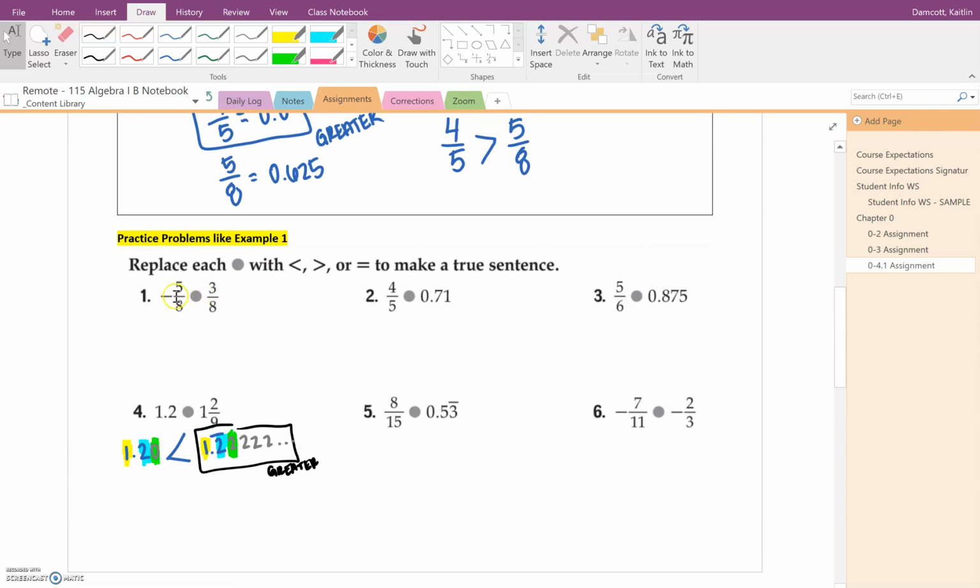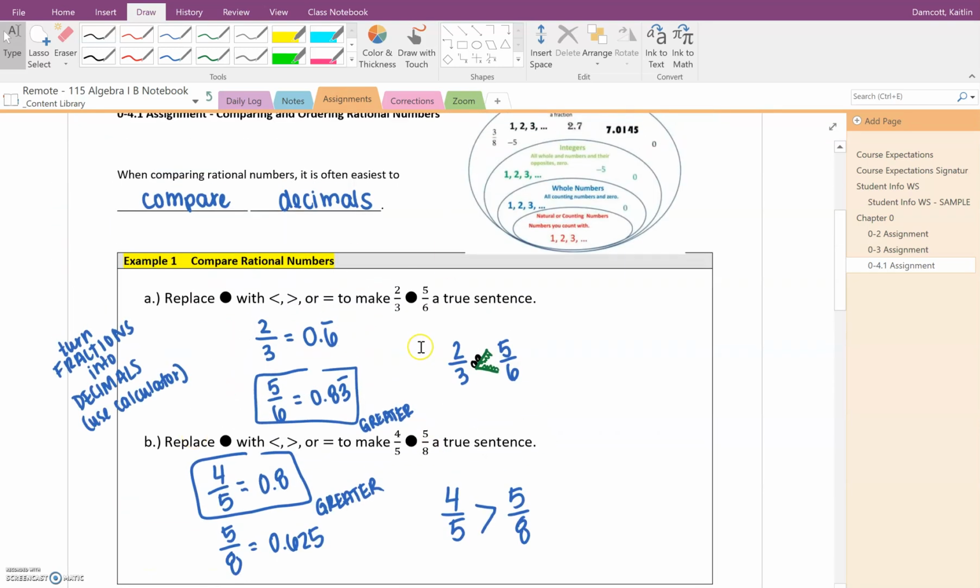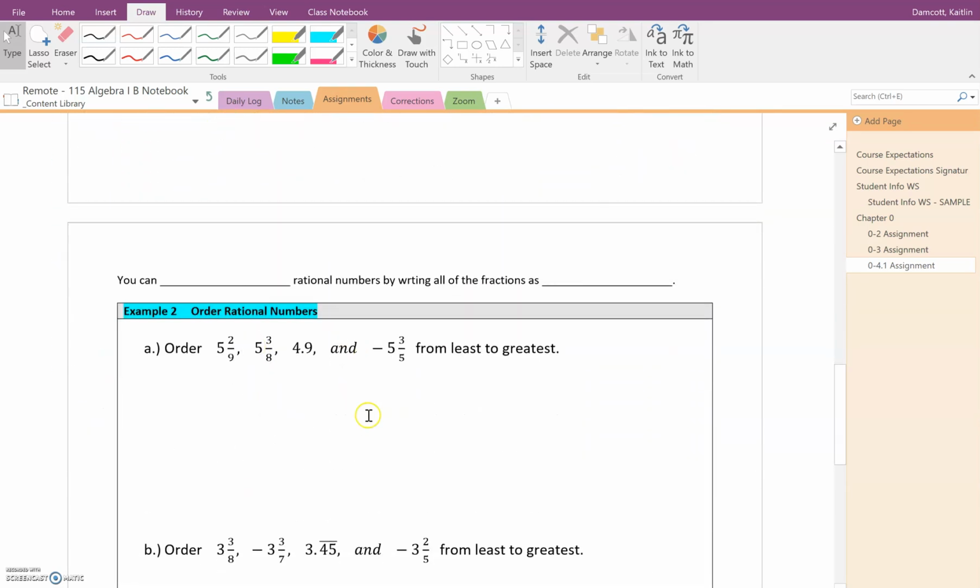So again, your job is to complete 1, 2, 3, 5, and 6. These problems are going to be completed just like what we did in example 1. In the next video, I'll show you how to do example 2.